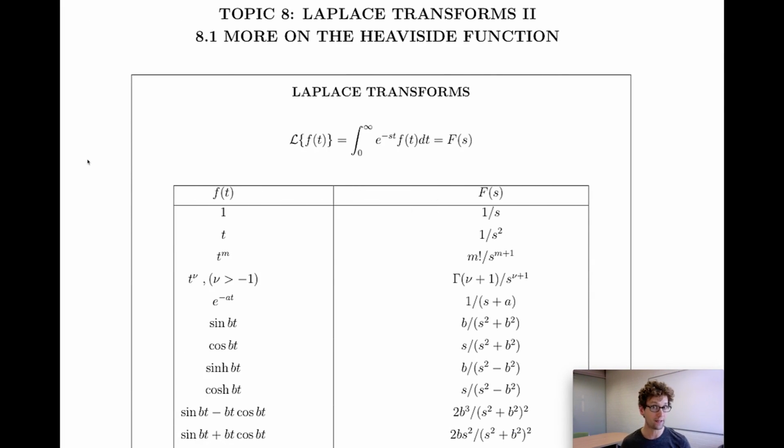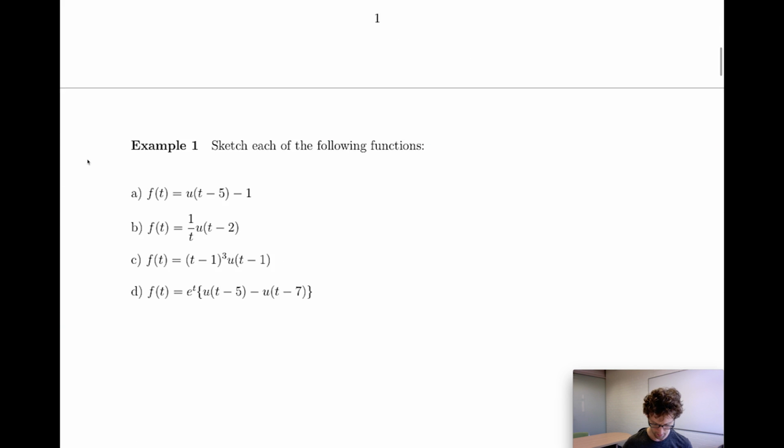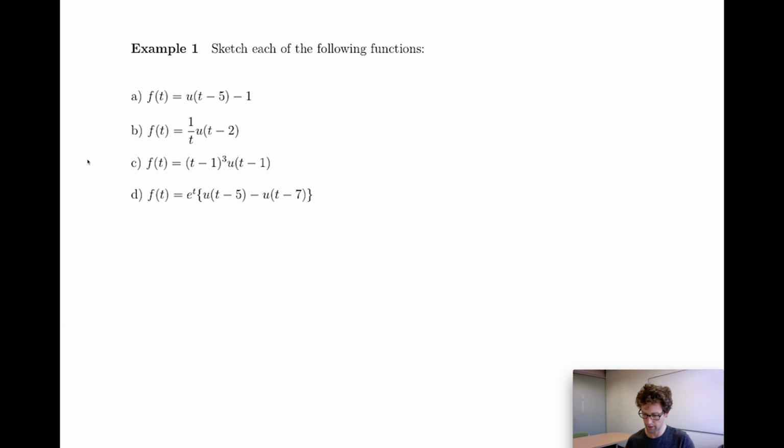So we're going to begin by reviewing some techniques for sketching functions involving the Heaviside function. Let's start with example 1. We're asked to sketch each of the following functions. And what I'm going to do here is write each of these functions, which are expressed in terms of a Heaviside function, as a piecewise continuous function. I'm going to do that by splitting the function up into the various parts of the domain of t.